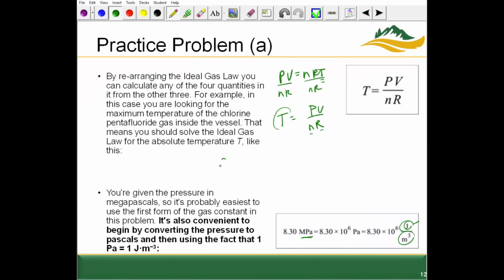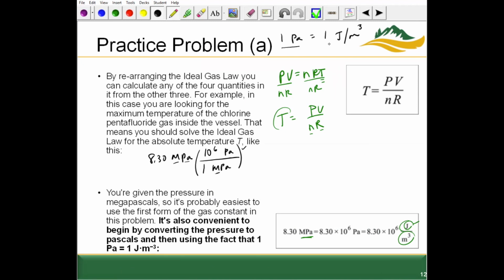So we started out at 8.30 megapascals. Do you remember how we go between mega and then the base unit? For every 1 megapascal, that is 10 to the 6th Pascal, right? There's a whole lot of pascals in 1 megapascal. There's a whole lot of grams in 1 kilogram. There are 1,000 grams in 1 kilogram. So there are 10 to the 6th, a whole lot of pascals in a large unit like a megapascal.